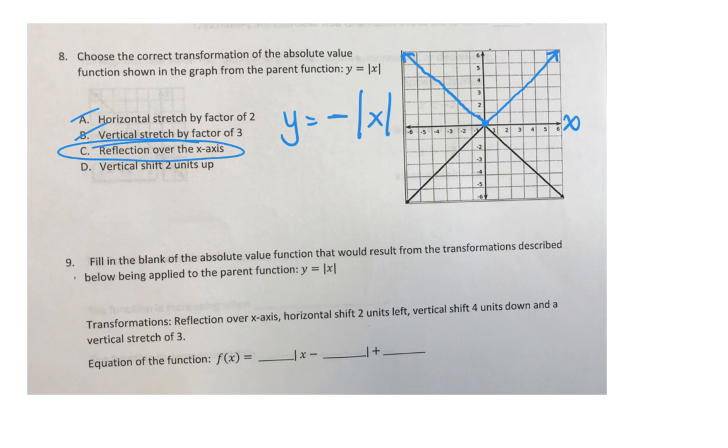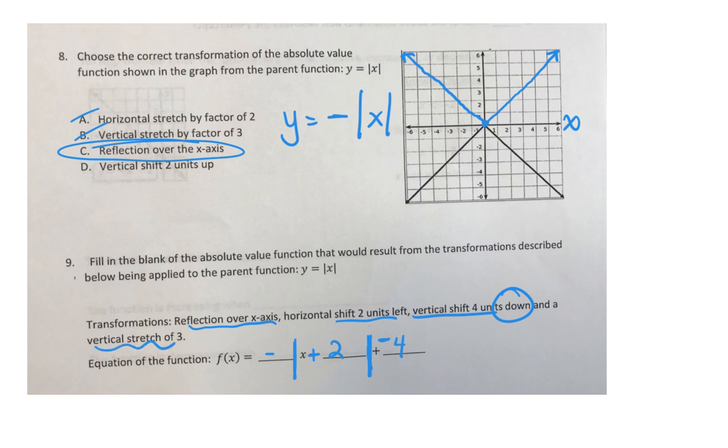All right, number 9, fill in the blank. Reflect over the x. What is going on here? I want to reflect it over the x-axis, so let's throw a negative sign in front of it. I want a horizontal shift 2 units left. So 2 units left means that this has to say x plus 2, because when you deal with your x, it's always the opposite of what you think it's going to be. Vertical shift 4 units down, so not a plus 4, a minus 4.